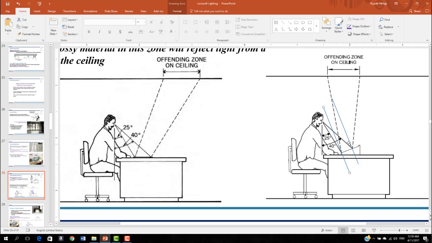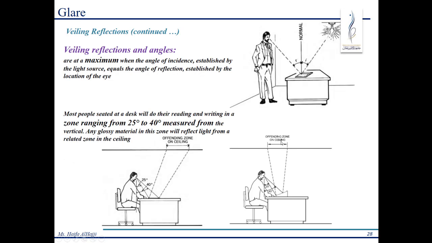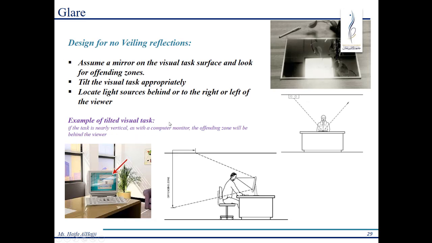I hope this is understood so far, because if you have it in the exam, you'll be able to draw it and find me the offending zone. So this one is a bit different from that one because this person is standing. But the difference is because he's standing and stepping further away, so it's almost the same. If you reach this line in here, it's going to be almost the same thing. Okay. So we know how to design for avoiding veiling reflections.